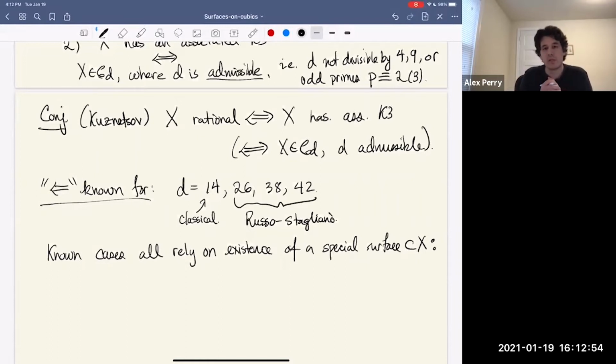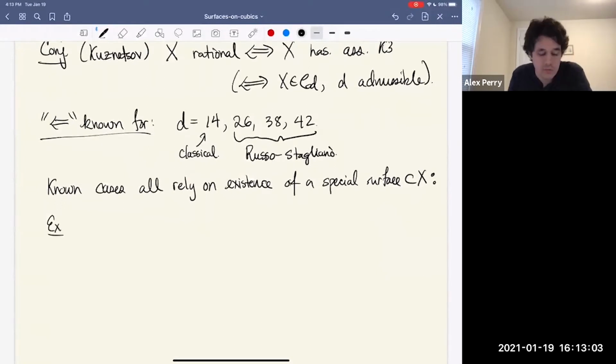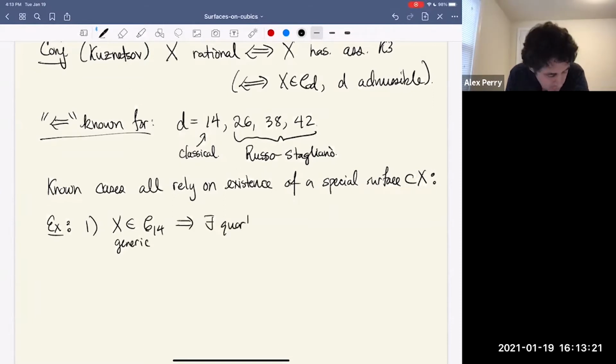But these proofs of rationality rely on a much more precise description of a surface contained in X. So let me just tell you what those surfaces are for D equals 14 and 26. I won't tell you the rationality construction, that relies on some more intricate geometry. But for instance, if X is in C14, let's say a generic element in C14, then there exists a quartic scroll, sigma, inside of X. So a copy of P1 times P1 embedded in P5 via O of 1, 2. So there's a special quartic surface inside of X.